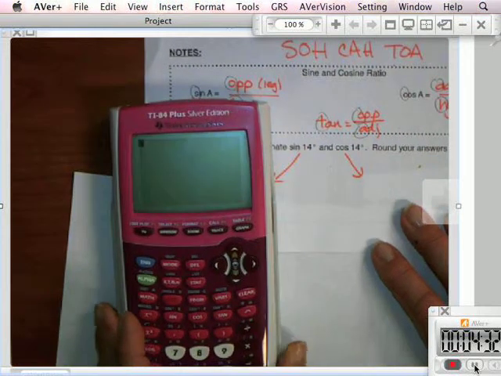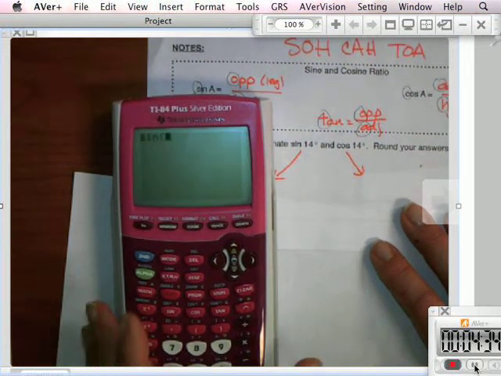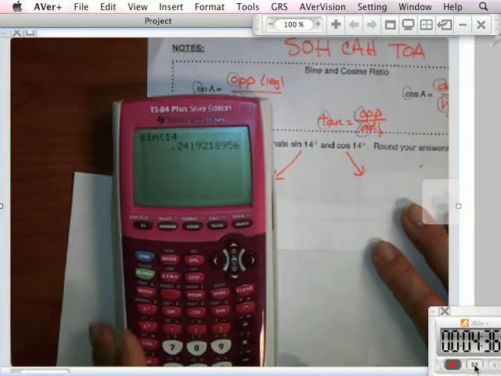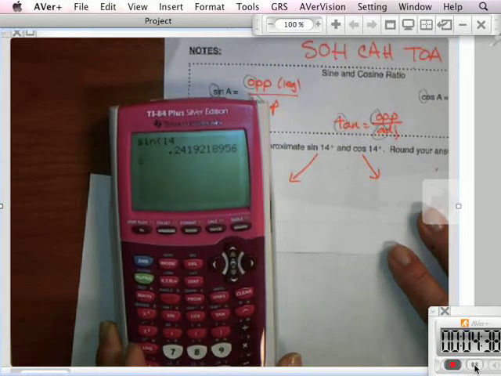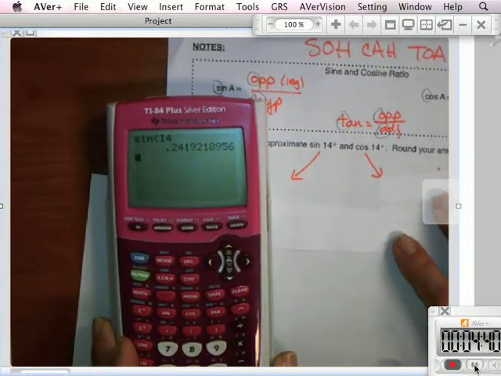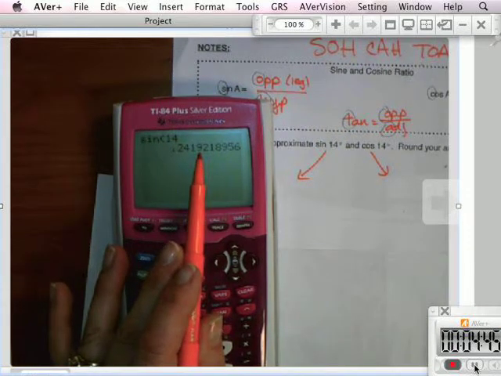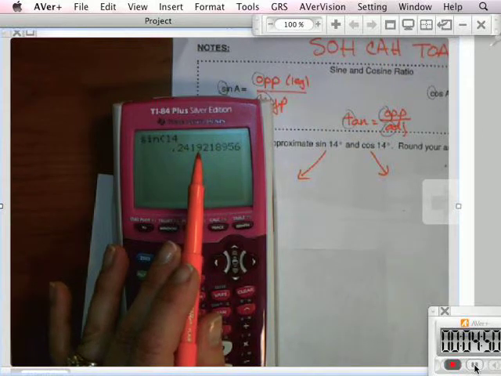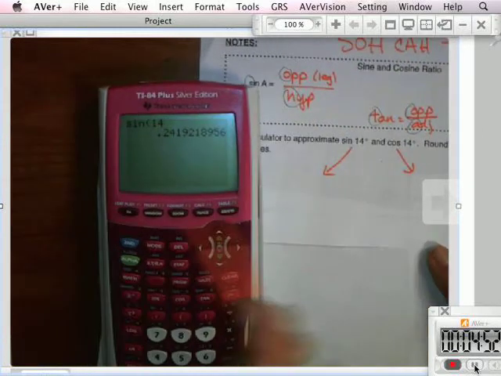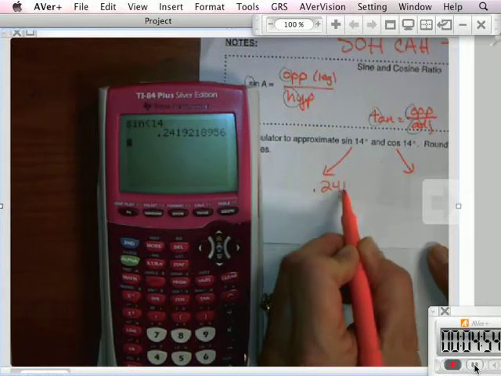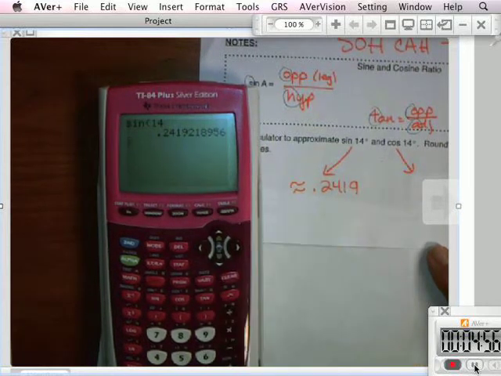That's better. So sine of 14 is equal to 0.24192. I have to round it to 4 decimal places. So here's the 4th decimal place right here. What's the number after it? 2. So do I round up or not? No, I just drop all those off, and the answer would be 0.2419, approximately, because I had to drop off decimal places.